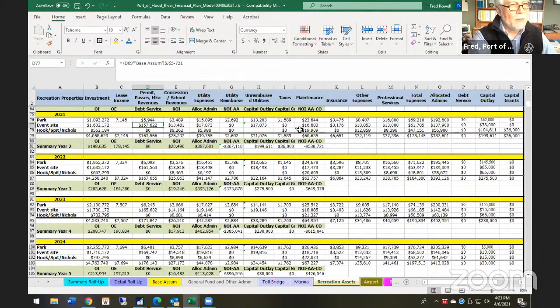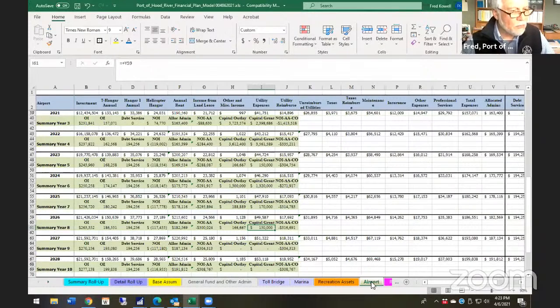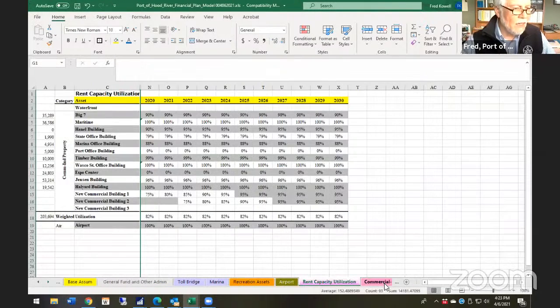You're talking about your expenses are basically the same with regard to utilities, taxes, maintenance, insurance, professional services, and then capital and grants come into play throughout this model. The same holds true for the airport. And then commercial properties are a little different. We have sort of what we call rent capitalization, utilization.